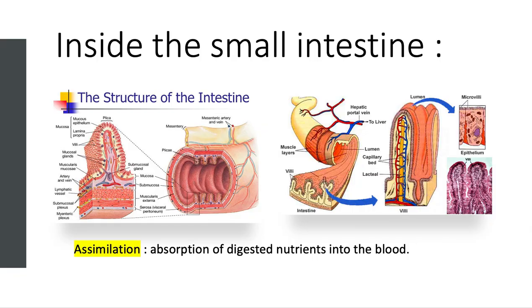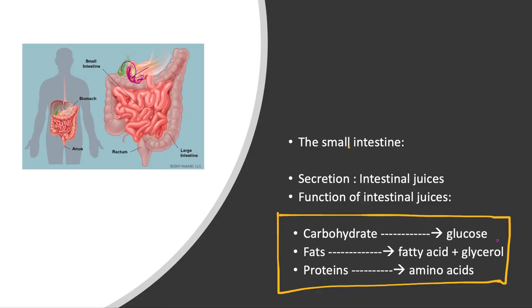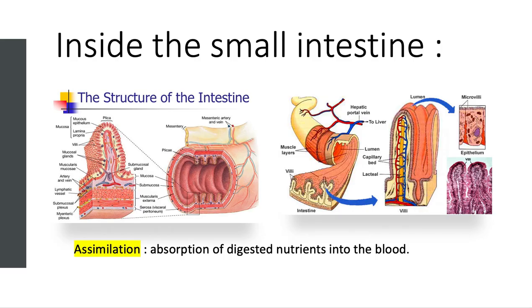So going back to that slide, this is the small intestine. Before I explain the details, let me tell you what absorption is. Absorption is when the body takes the nutrients from the food. So in the small intestine we have glucose, fatty acid, glycerol, amino acid. All of that is absorbed into the body. So how does that happen?